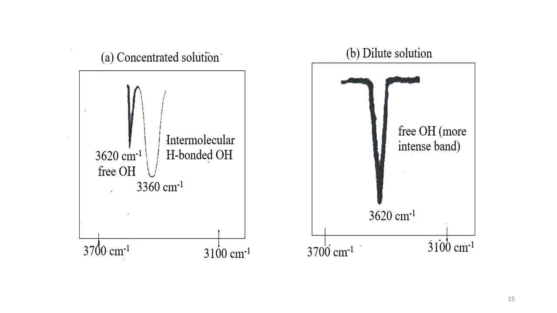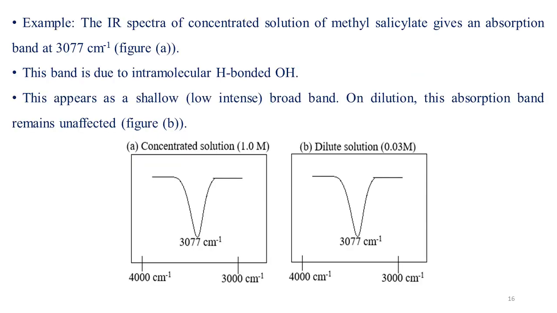In concentrated solution, two bands appear, and in dilute solution, one band disappears and only the free OH band is observed. Moving on to the next example, the infrared spectra of concentrated solution of methyl salicylate. It gives an absorption band at 3077 per centimeter. It is due to intramolecular hydrogen bonding. Again, this intramolecular hydrogen bonding is independent of concentration, so the dilution will not affect the IR spectra. So that is shown in the figure. In concentrated solution of 1.0 molar and in dilute solution of 0.03 molar, no variation occurs.